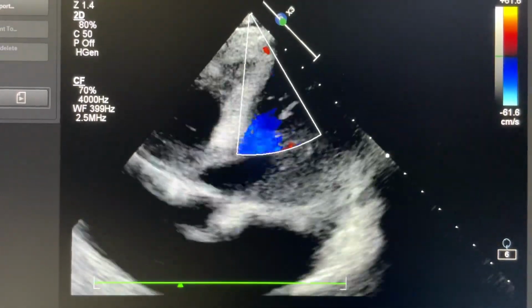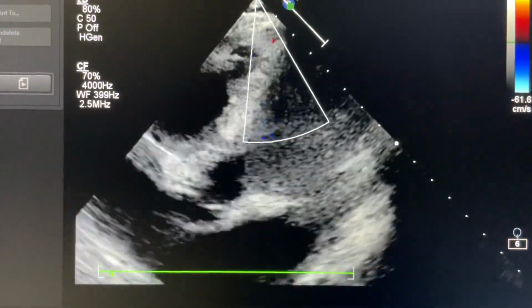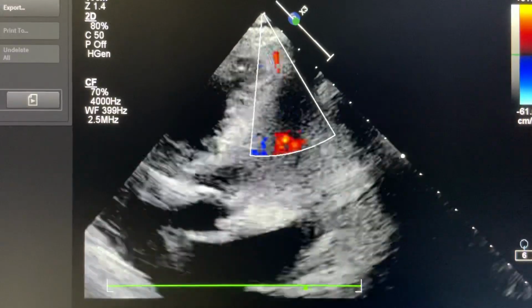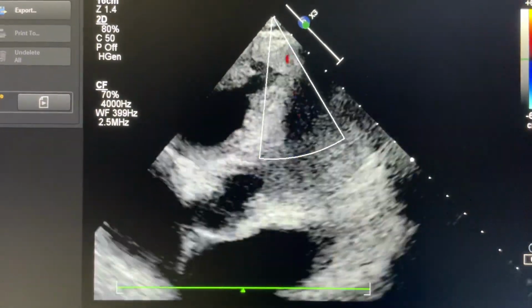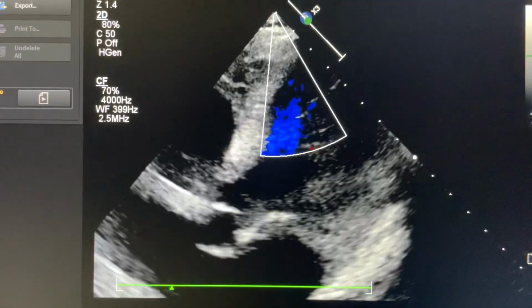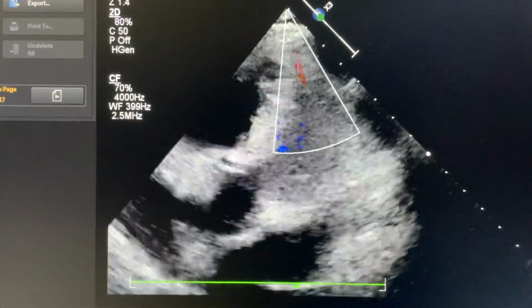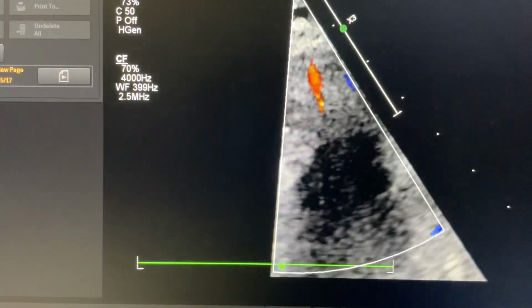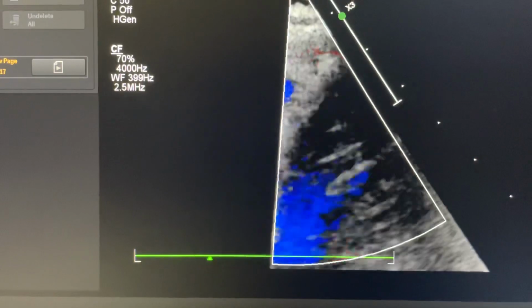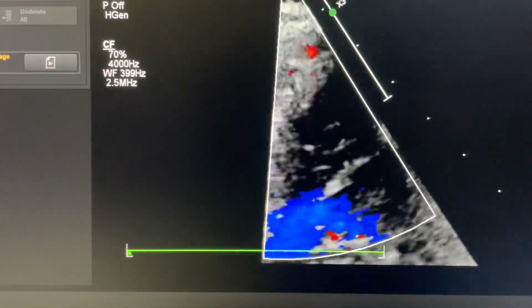That is the mechanism. That is why, in spite of fluid going into pericardium from left ventricle, the pericardial effusion does not increase, it remains the same. This is the flow from left ventricle into pericardium.